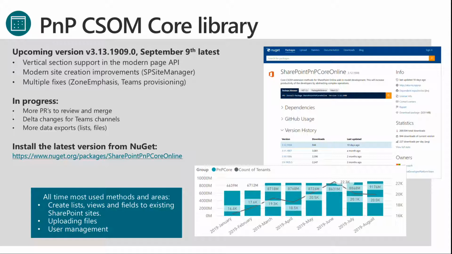Now, what are we shipping in our upcoming release, which will be out on Monday next week latest? The important thing is vertical section support. So you might have seen those: when you create a modern page, you now can have at the right side a vertical section which spans the complete page. So you can provision those from our modern page API. We're also looking into adding that capability into the provisioning engine, so you can have templates that create pages with a vertical section. That's not there yet this month, but will be definitely there for the next month.